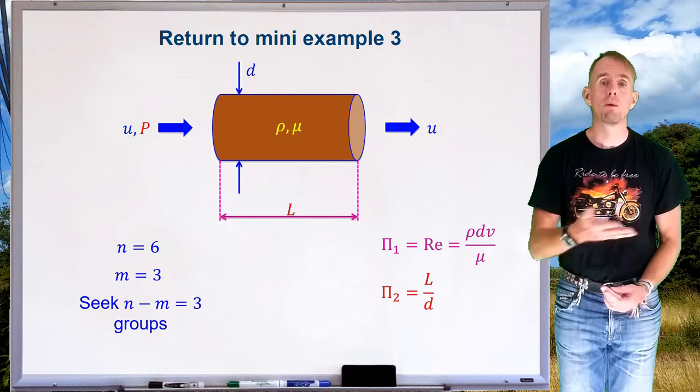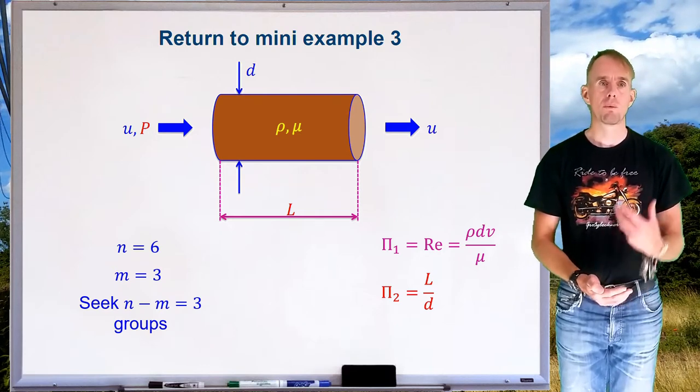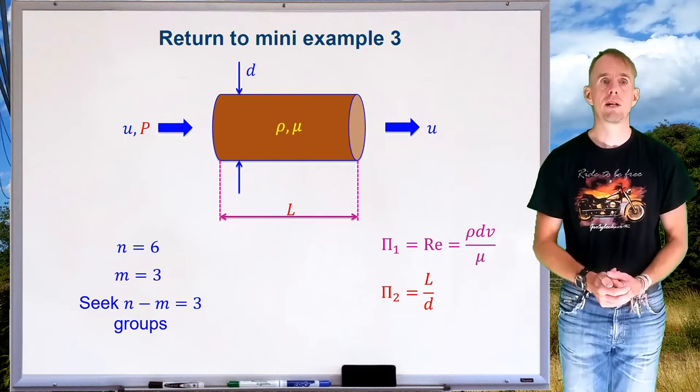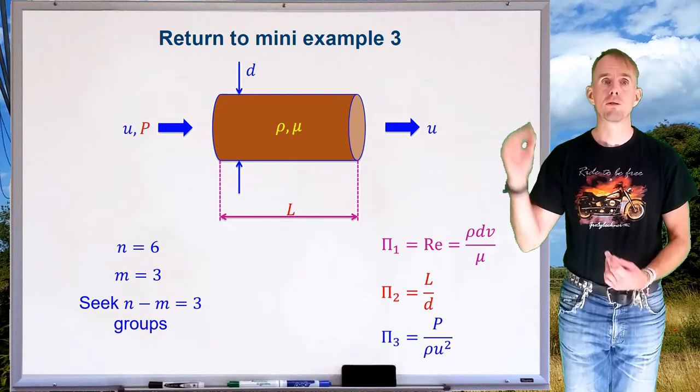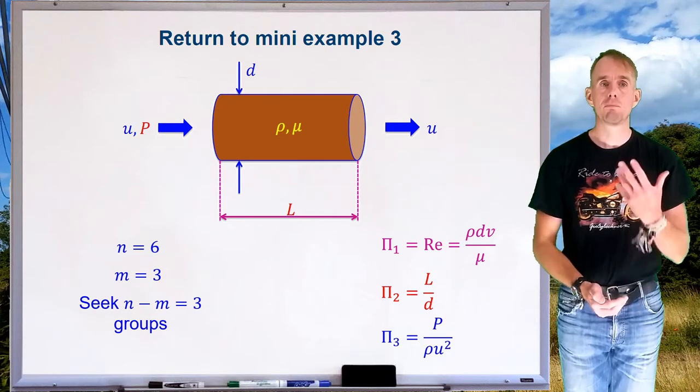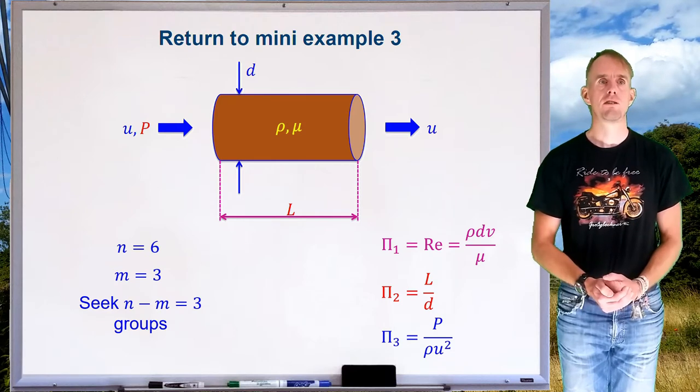And if you recall what we did in mini example 3, we used Bernoulli's equation. We saw that we had P, we had a rho V squared, and we divided the two together. So here we are, my third non-dimensional group, pi 3, is P over rho U squared. Those are the three groups I need to describe this problem.